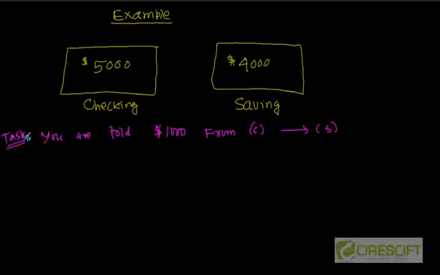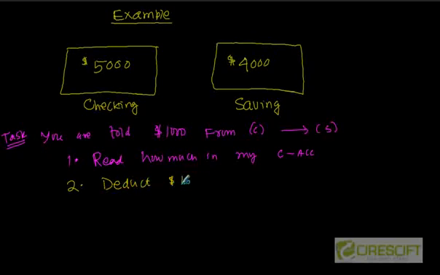To do this task, what are the steps involved? Number one, first you read how much is in your checking account, your C account. Then the next step is to deduct 1000 from whatever you read in step 1. So you deduct 1000 from the C account.